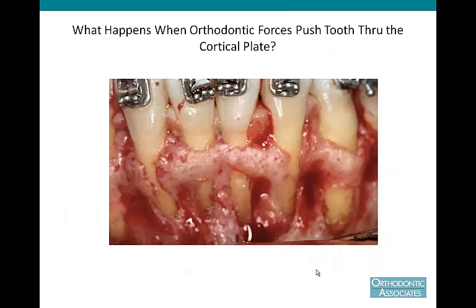The reason that's important is because if orthodontically we move the tooth through the cortical plate, we're going to create dehiscence or fenestrations in the bone. If you move the tooth through the bone, you're going to create a dehiscence or fenestration. Bone does not remodel or grow significantly at the cortical plate.